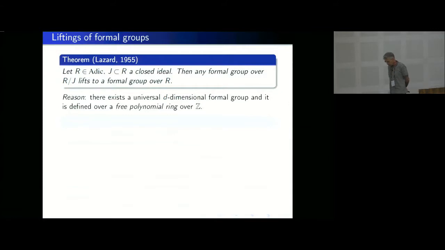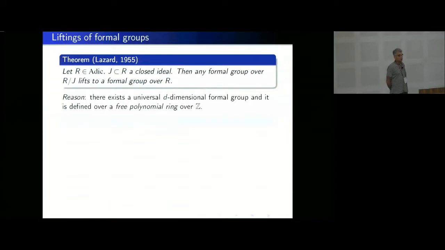And since we want to discuss moduli, there comes the basic question of liftings, of, okay, not base changing, but doing the opposite. Suppose we have R, which is an adic ring, J a closed ideal, and we have R over J. Given a formal group over R over J, can we lift it to a formal group over R? Can we find a formal group over R whose base change mod J, whose reduction, is the one with which we started? The answer for this is a very old one, given by Lazard in 1955, I think. And this you can always do. That's very easy, and the answer is simply yes.